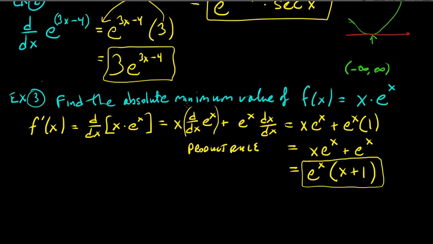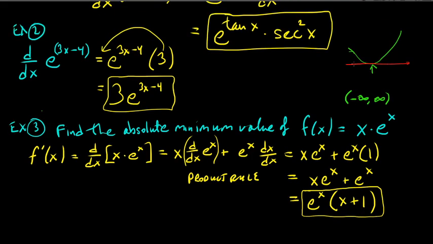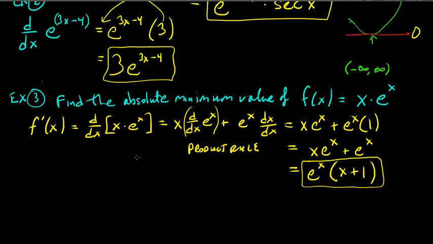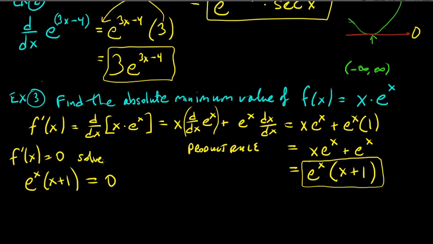Because remember what we wanted to do. We want the derivative, the slope of the tangent line. This red line here has slope 0 because it's a horizontal line. So we want to find the critical numbers. We want to take the derivative and set it equal to 0. So here's the derivative, e to the x times x plus 1. When does that equal 0? We have to solve this equation now. So I'll let you do that. It's not hard.